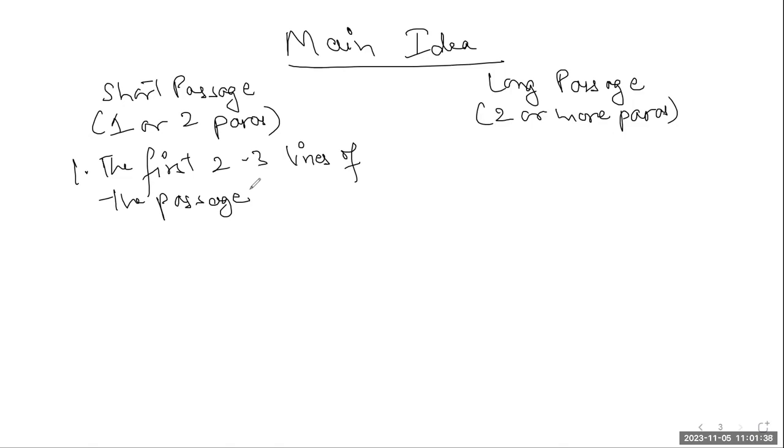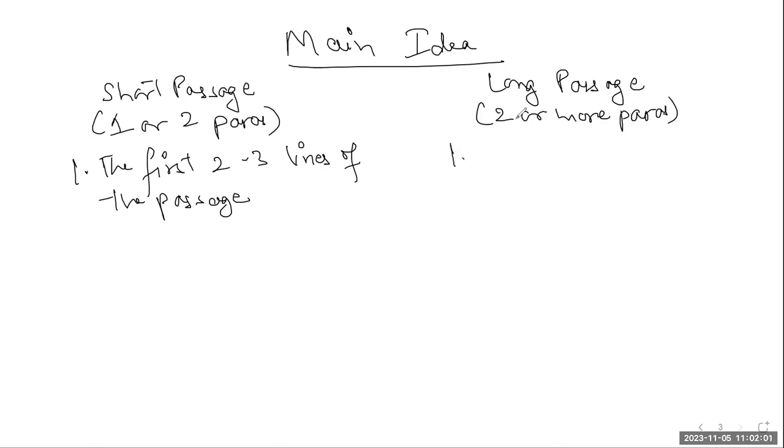However, this is not true for long passages. When the passage is long, then the author has some time. So he will not immediately come to the point. Author will first try to create a background. Author will try to talk about lots of other things. And then slowly, steadily, he will bring you to the main idea.